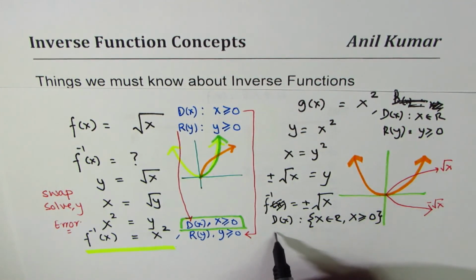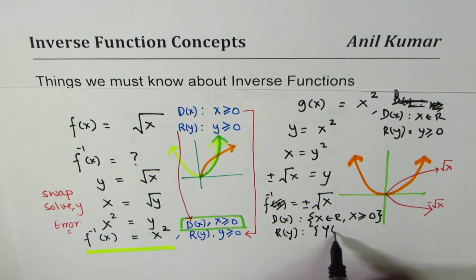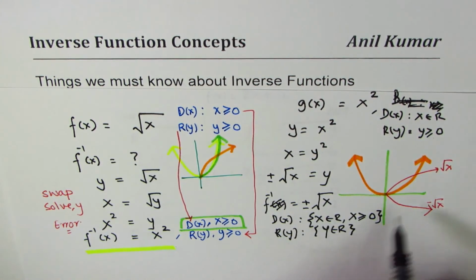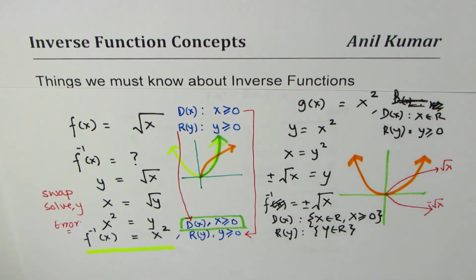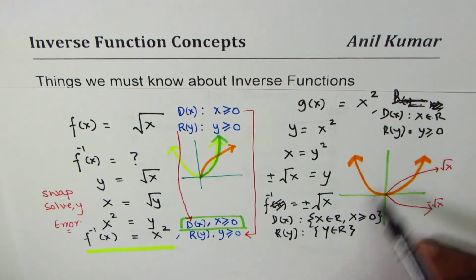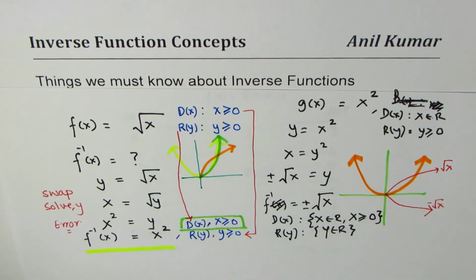And as you can see, range in this case is y belongs to real numbers, right? There's no restriction, since in x squared, domain has no restriction. Do you see the swapping? It's very clear with this example. Here it was not that clear. I hope now you understand that whenever you find an inverse function, the domain and range also swap.